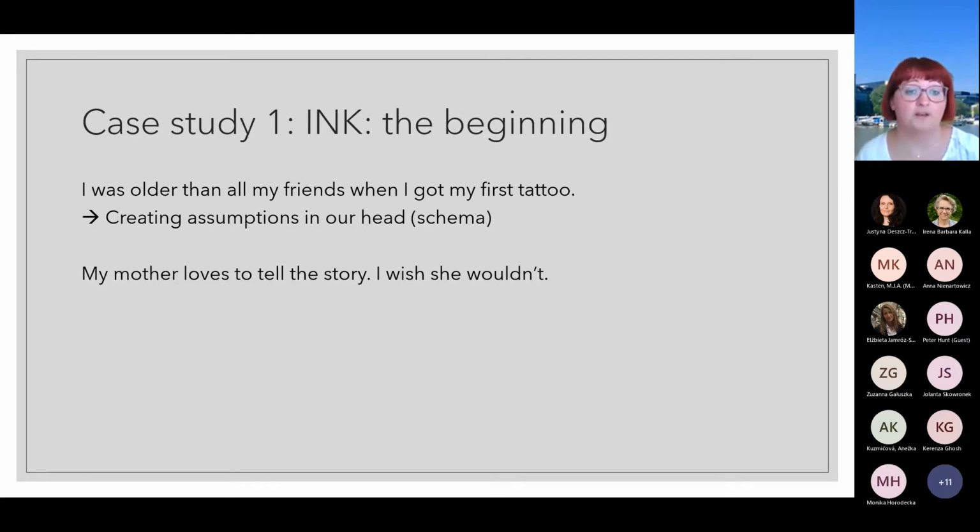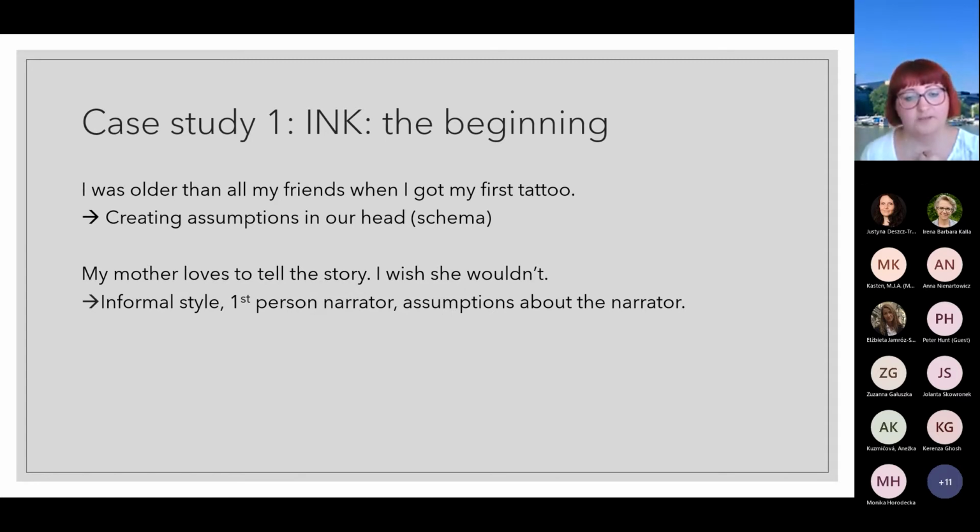The next sentence is, "My mother loves to tell the story. I wish she wouldn't." So we now learn there is a mother, so it's not an orphan. She loves to tell the story, I wish she wouldn't. And already you see there is a grammatical ellipsis, so you don't have a full sentence. I wish she wouldn't tell the story to everyone. I just say, I wish she wouldn't. So it's shortened, it's quite informal, so you have this style. It might also tell you that our character is a teenager, because it's this attitude of it's embarrassing. I wish she didn't tell this story because it's a bit embarrassing. So far, so good. So this gives it informal style, first person narrator, and this assumption of a teenager narrator.